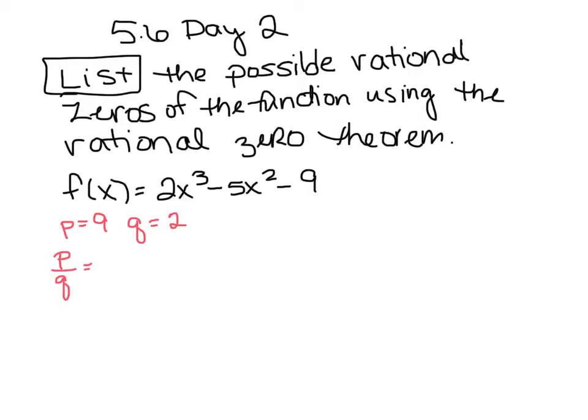So we list all the p's: plus or minus 1, plus or minus 9, plus or minus 3. And we don't have to write the plus or minus 3 a second time. Then we list all the q's. So we have 1, 1, 1, and then we have to do this again: plus or minus 1, plus or minus 9, plus or minus 3, because the other number that 2 goes into is 2. So we have all the factors of p on top and all the factors of q on the bottom.